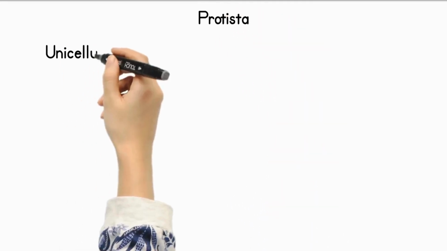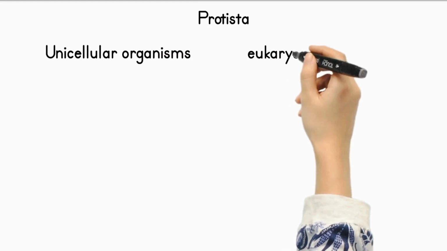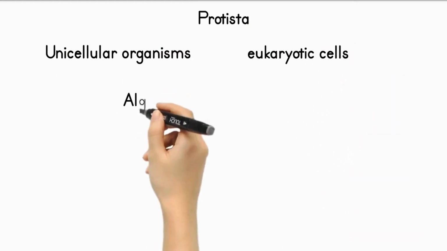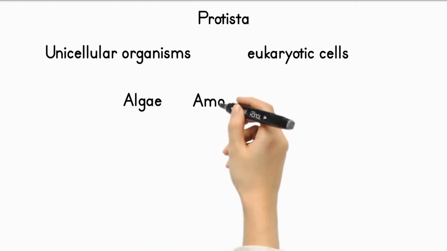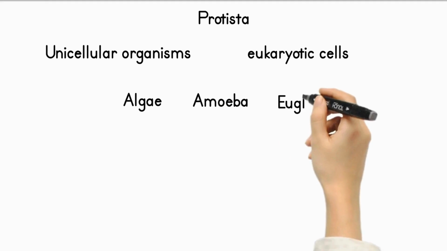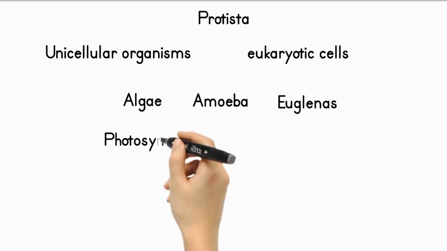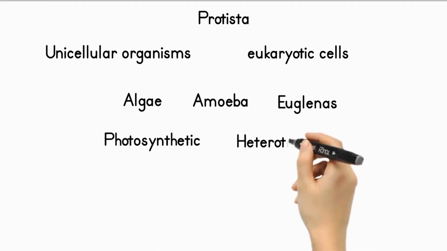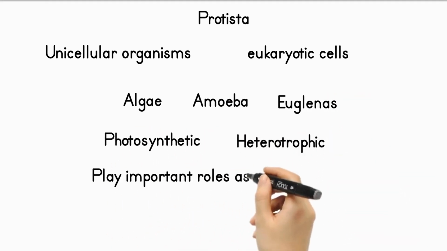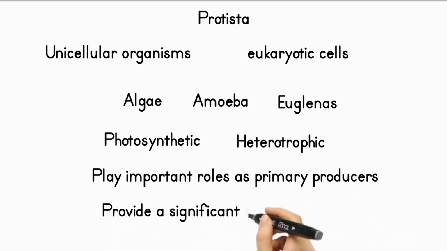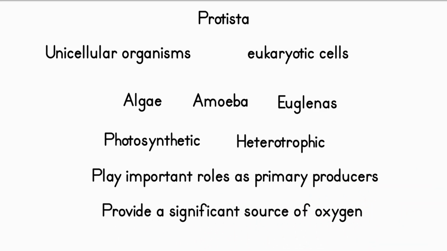The Protista kingdom includes unicellular organisms with eukaryotic cells. It's a diverse kingdom that contains algae, amoebas, and euglenias. Some protists are photosynthetic, while others are heterotrophic. They play important roles as primary producers and provide a significant source of oxygen.